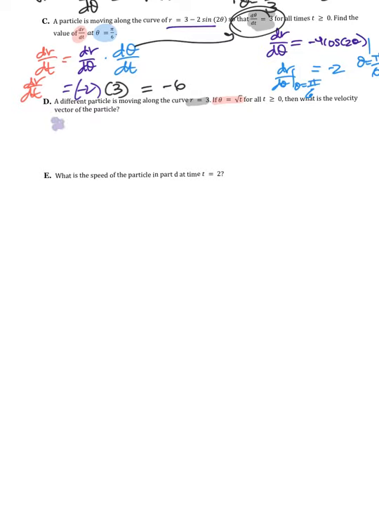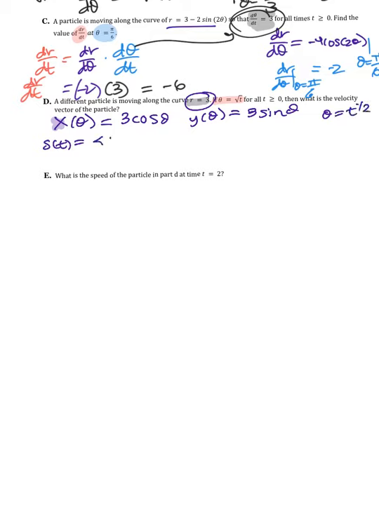So x is going to be a function of theta. X is going to be 3 cosine of theta, using this as our r value. Y is a function of theta. Y is going to be 3 sine of theta. And then to actually find our position vector in terms of t, we're just going to substitute in, and I'm going to use theta equals t to the 1/2 power. So this is going to be 3 cosine of t to the 1/2 power, comma, 3 sine of t to the 1/2 power. So there's my position vector.